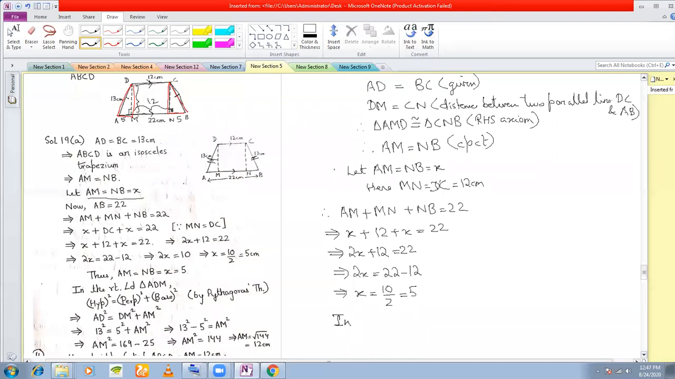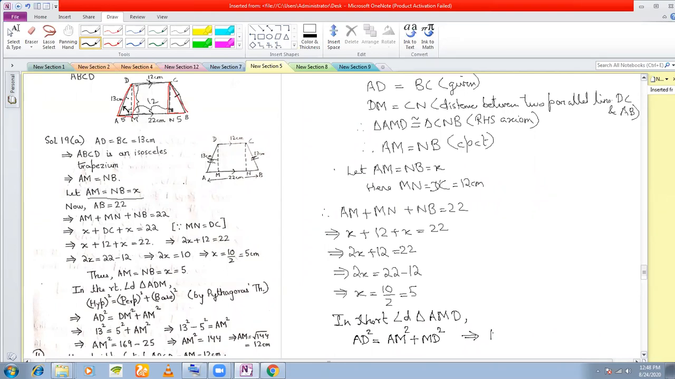In the right angle triangle AMD, what do you have? Hypotenuse. Which one is the hypotenuse? This is the right angle, so opposite to this will be your hypotenuse. So AD square equal to AM square plus MD square. Okay, I put the values.